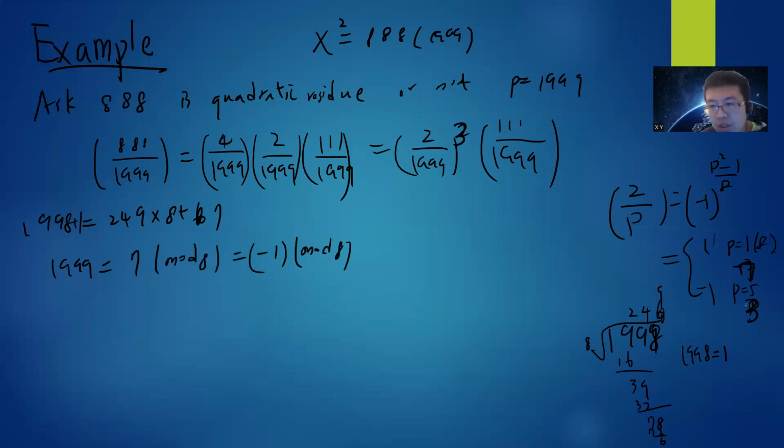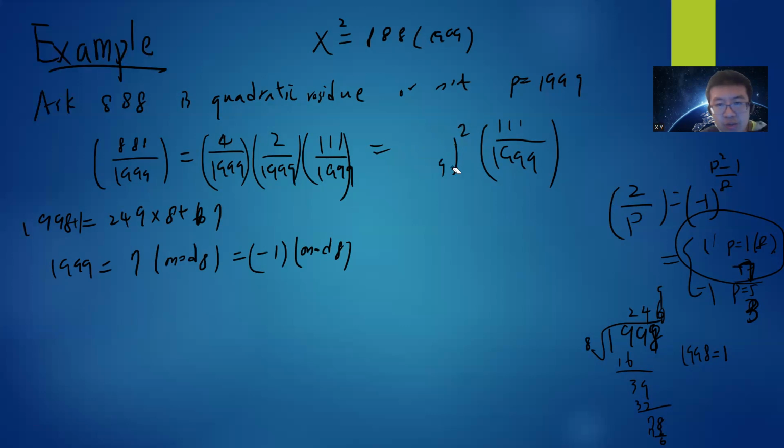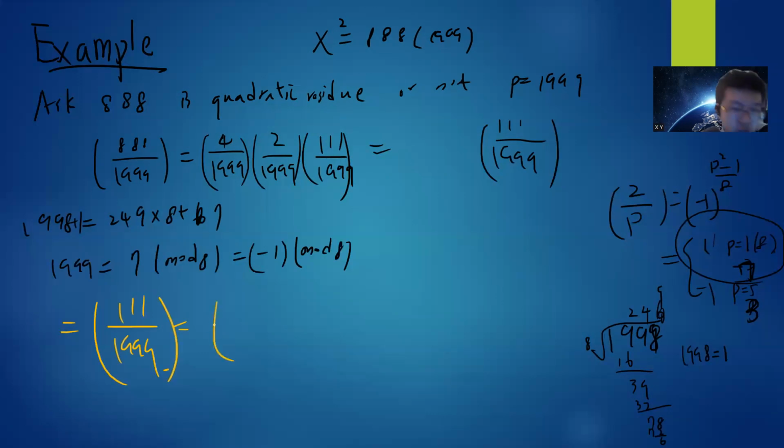Which tells me that in this case, the symbol of 2 over p is 1. So that means that this guy is 1, so I can just cancel it. Okay, so I get the symbol of 2 over 1999. Then I use reciprocity. So I can use reciprocity, and this gets me minus the symbol of 1999 over 111.